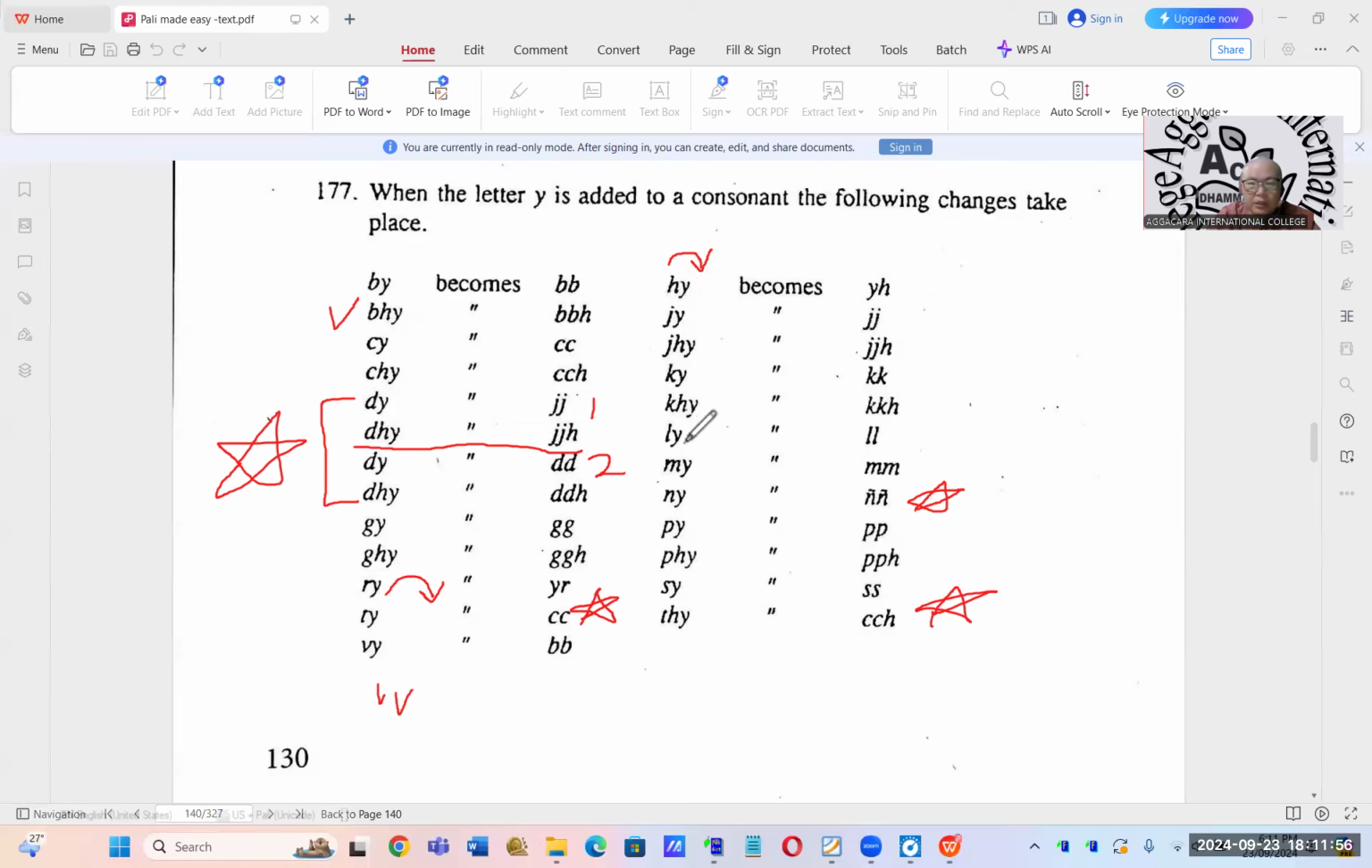Okay. I think the rest is quite easy. TY becomes CC. THY becomes CCH. All right. So only that. So if you can remember the pattern like this, so far I only see four kinds of patterns here. This is the normal pattern. This is the second pattern. Interchange is the third pattern. And there's a special pattern like this, which I put a star. So if you can remember this, it's easy. Any question about this before I go back to assimilation?